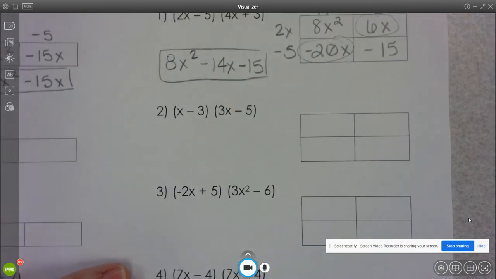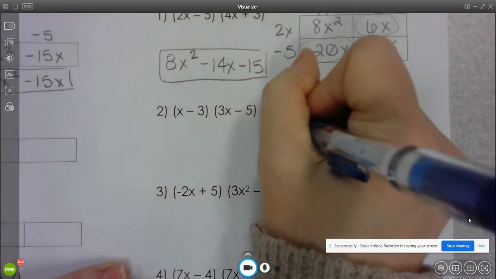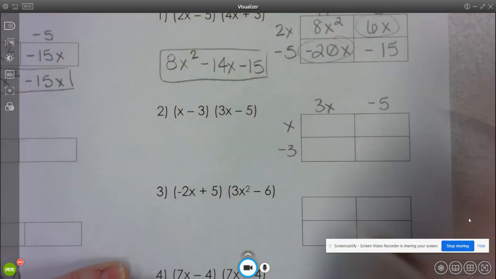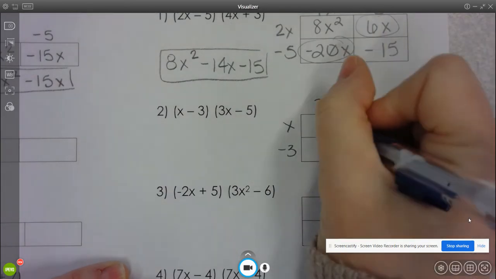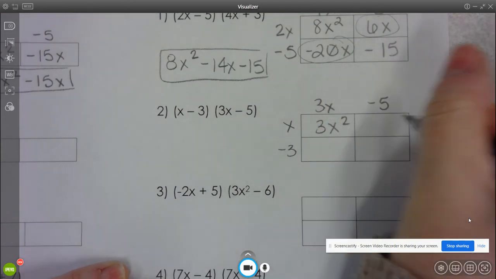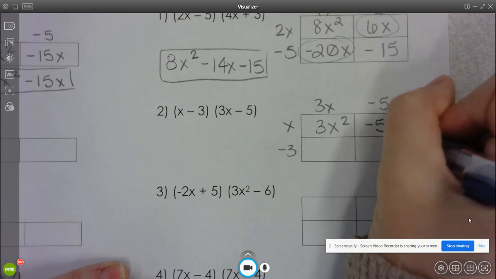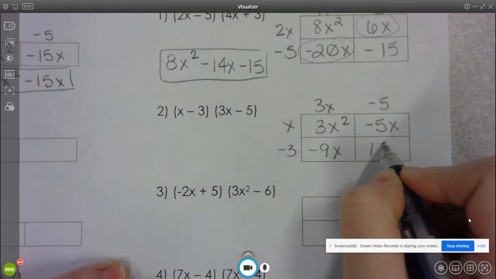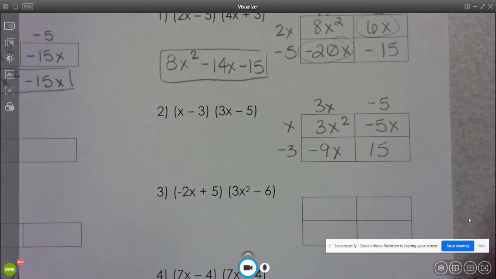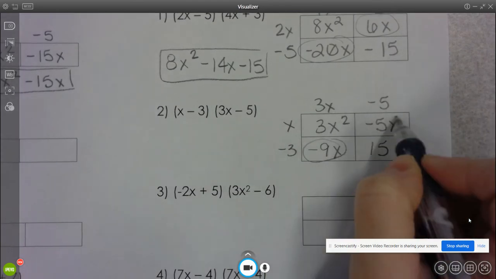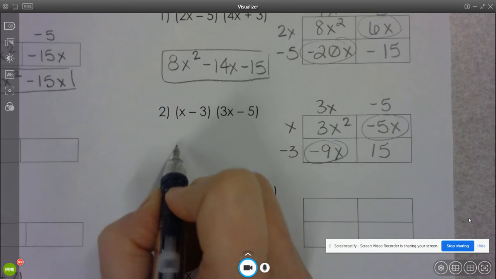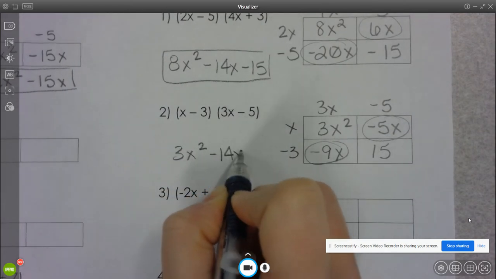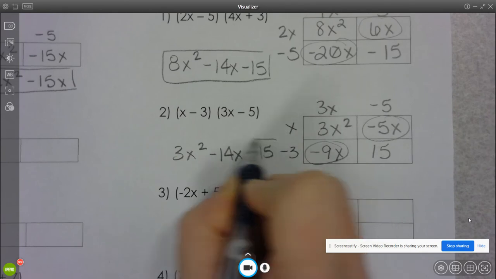We'll do number 2 as well. So this would be 3x squared, negative 5x, negative 9x, and positive 15. My like terms here are on the corners. So I'll have 3x squared minus 14x plus 15.